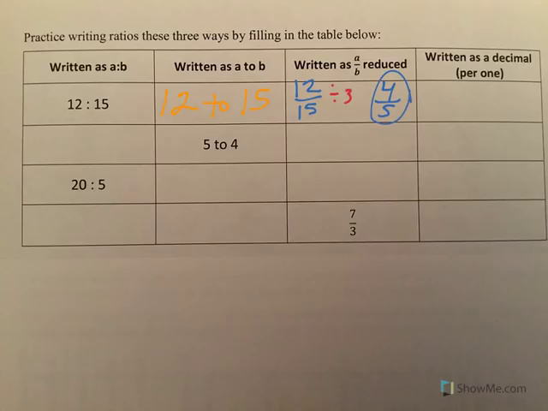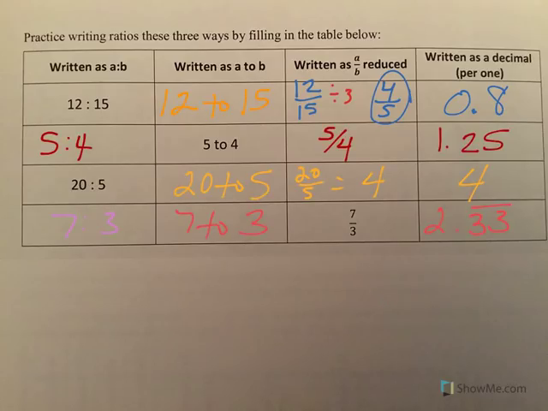Now, if I want to write that as a decimal, remember, changing a fraction to a decimal means you take the top number, you divide it by the bottom, and I end up with 0.8. So there's multiple ways of writing a fraction. Okay, now I want you to hit pause, fill in the rest of the table, and then unpause in order to find out whether or not you did that correctly.